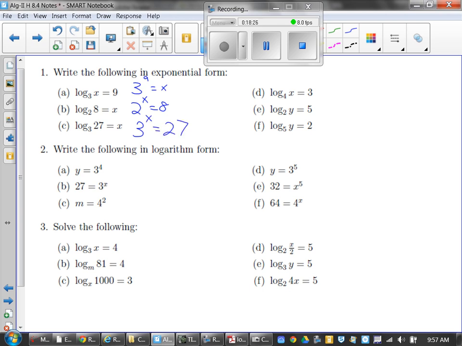So far, so good? What'd you get for 2A? Yes. Nice.